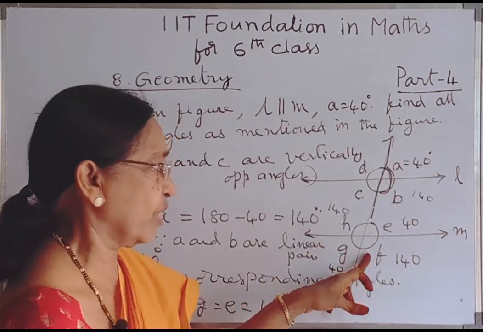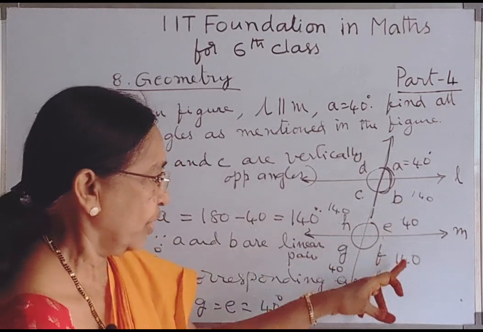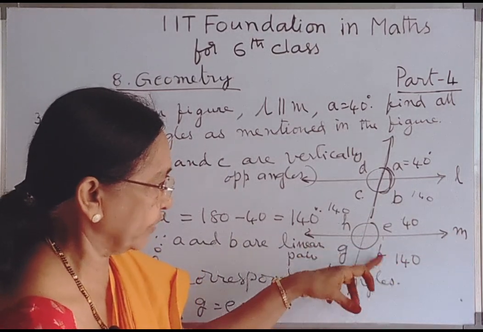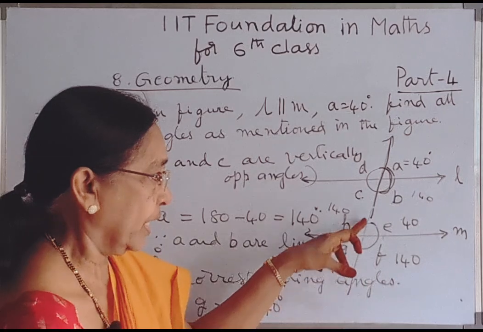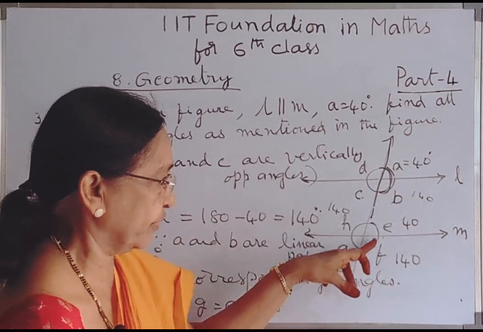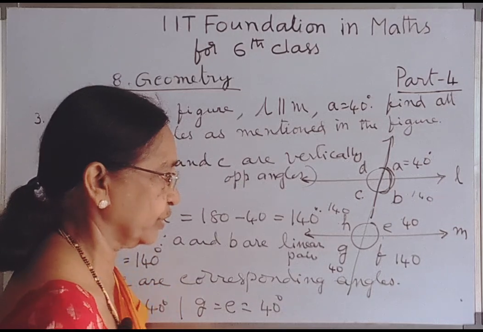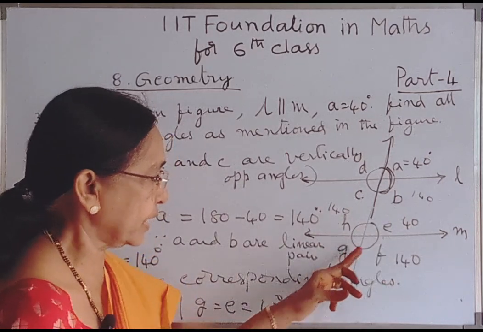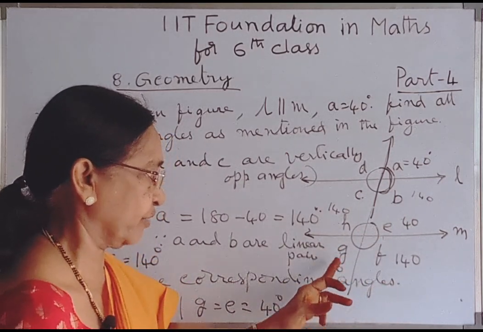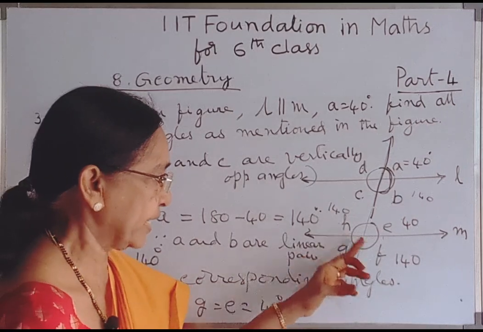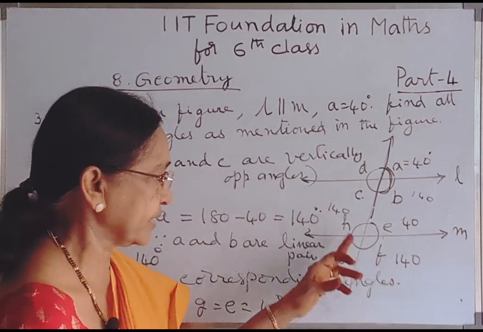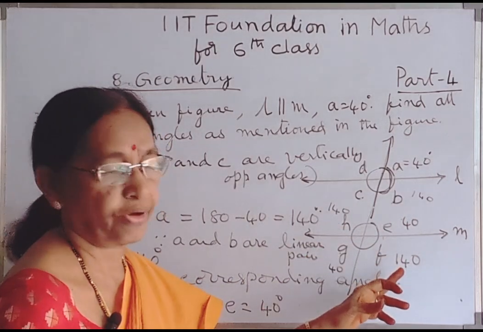B and F are also corresponding angles. Therefore, 140. Or we can find E and F are a linear pair. Therefore, if E is 40, F is 180 minus 40, which is also equal to 140. And E and G are vertically opposite angles, which are equal. So, G is equal to 40. And H and F are vertically opposite angles and H is equal to 140.